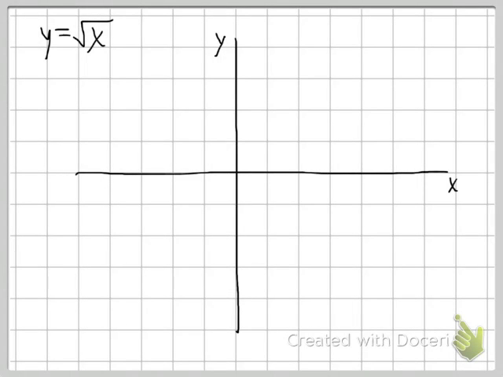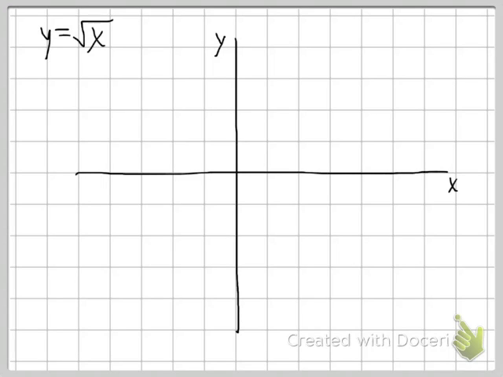All right, let's talk about horizontal and vertical shifts and what they do to our basic graphs. Hopefully you recall the basic graphs from the last lecture. All right, so here we have y equals the square root of x. I'm just going to plot some points.